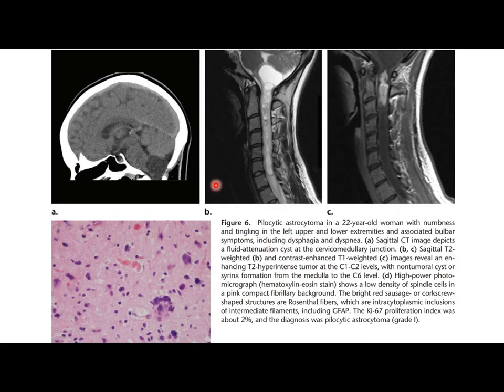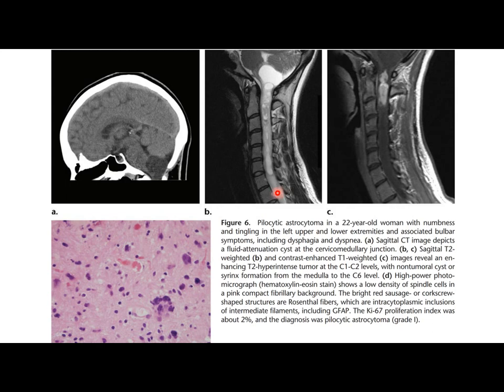Astrocytoma is the other category, which is more seen in the pediatric age group. It is also organized by the WHO classification as pilocytic astrocytoma, WHO grade 1, and diffuse astrocytoma, WHO grade 2. We have anaplastic astrocytoma, which is WHO grade 3, and lastly glioblastoma, the most severe form, grade 4.